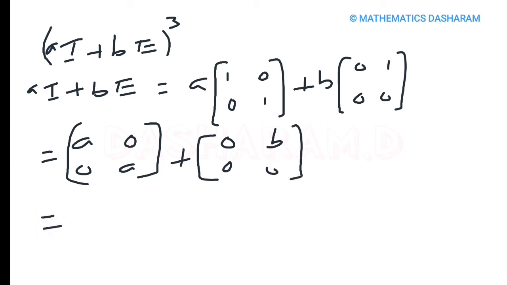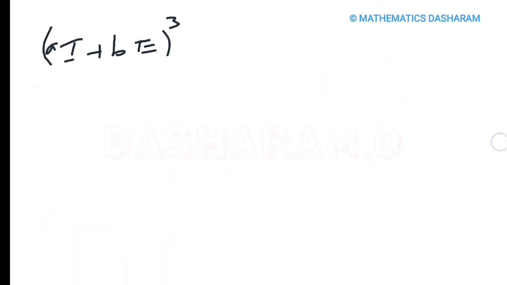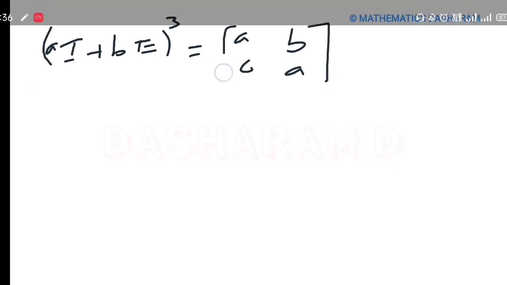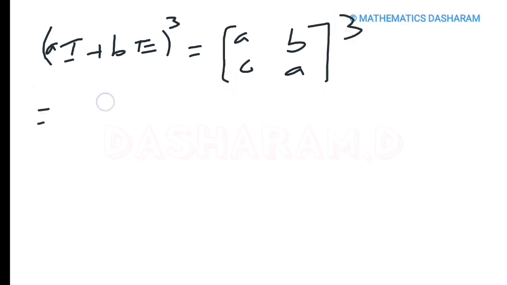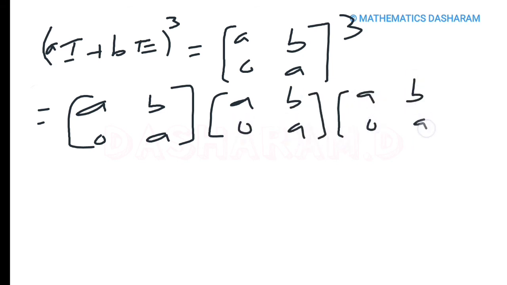So now let's do addition. A plus 0 is A, 0 plus B is B, 0 plus 0 is 0. Next A plus 0 is A. So the AI plus BE matrix answer is A B 0 A. So now the LHS is (AI plus BE) whole cube, so A B 0 A whole cube. That means A B 0 A into A B 0 A into A B 0 A.